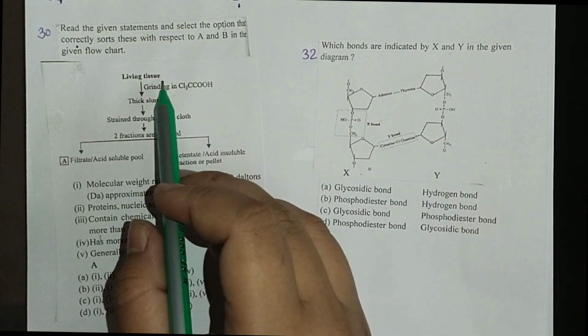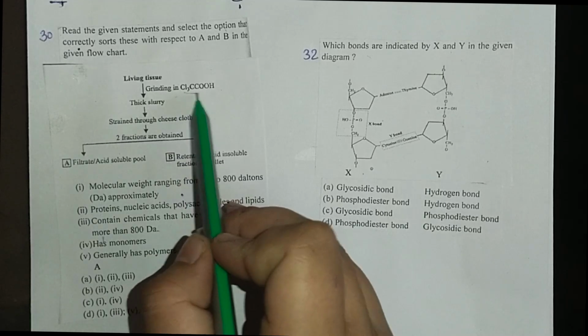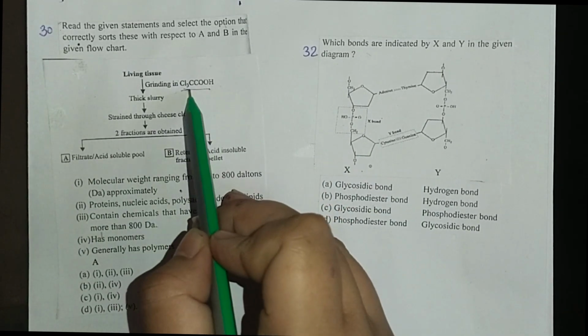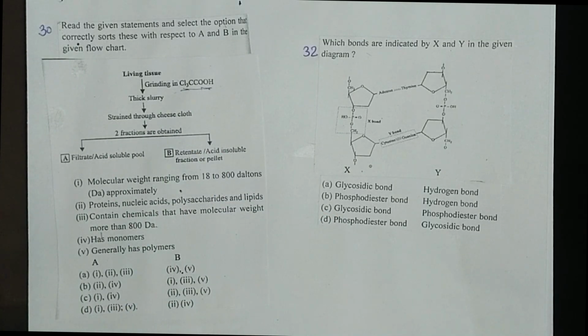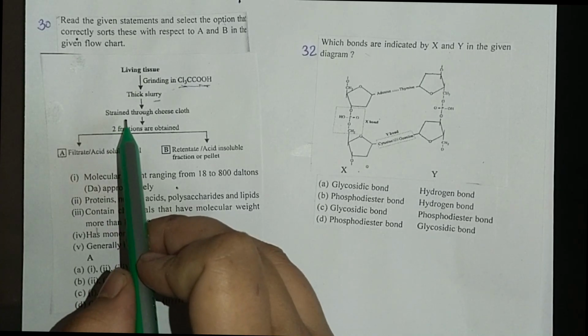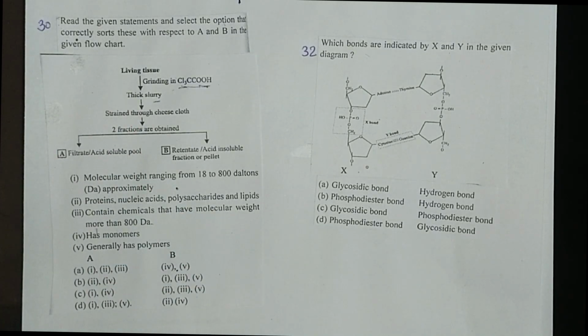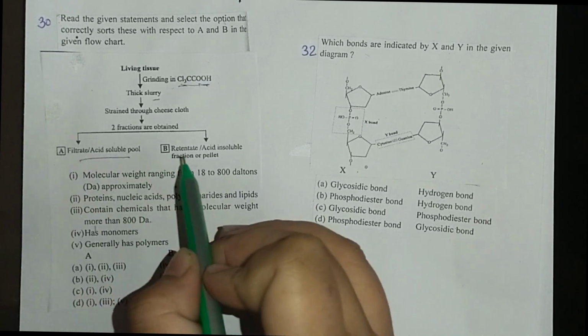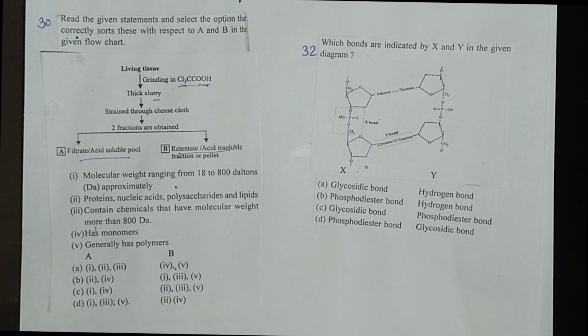We have taken the living tissue, which is ground in trichloroacetic acid, that is Cl3 and acetic acid. We have made a thick slurry. Then this thick slurry is strained with cheesecloth and two fractions are obtained. One is the acid soluble pool and the other is the retentate, or acid insoluble fraction, or pellet. So what will be obtained in these two? We have to categorize them.